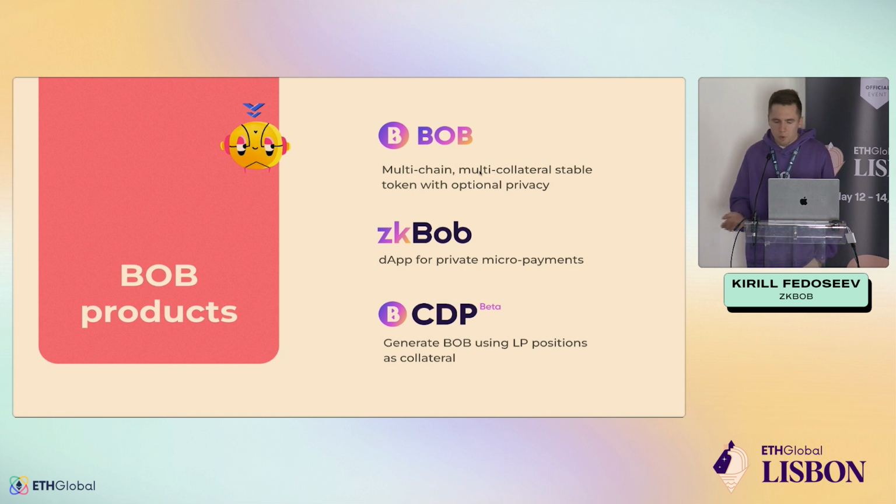So at zkBob, we are building three main products right now. It's Bob, which is a multi-chain, multi-collateral stable token. We have a Bob CDP, which is one of the ways you can obtain Bob by using the over-collateralization mechanism. And zkBob is this privacy application that you can use Bob, and in future other tokens as well, to use this cool and nice privacy features.